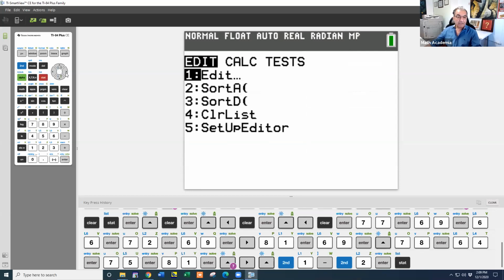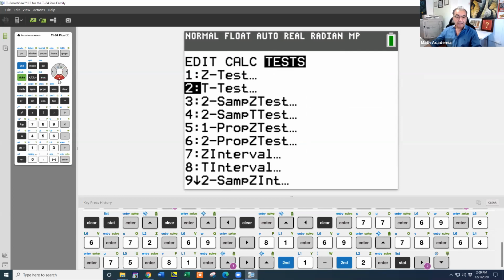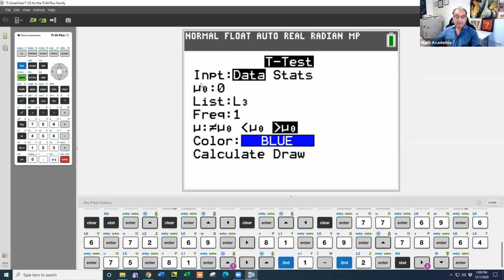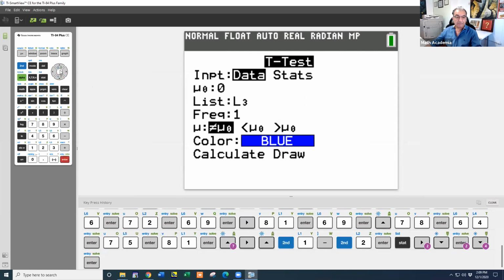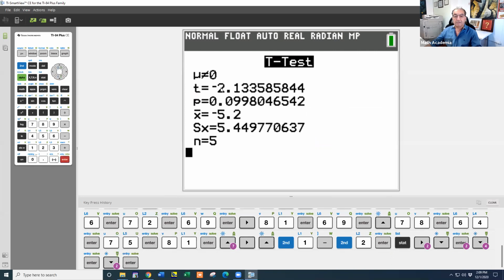So let's go test it. So you go to stat again, go to test. This is a simple t-test. And you can pick data here. So enter data. Mu sub d is mu sub 0 here. And you are testing the data, the differences that are in L3. Be very careful and pick the test, which was the first one, the claim, and just calculate. So negative 2.13. Let's go make the conclusion now.